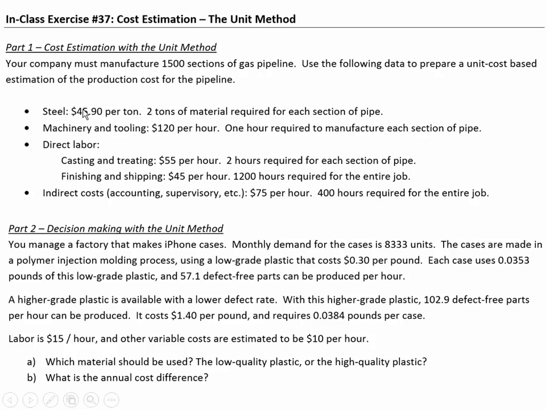So here is the in-class exercise I'm going to be handing out. What we're looking at is two different problems. The first one has to do with the installation of a gas pipeline, and you have all of the unit costs here you need to calculate the total overall cost. I've also told you an indirect cost that has to be added on top. It says it's an hourly rate and 400 hours required for the entire job, so that's just added on top of all the other costs as well.